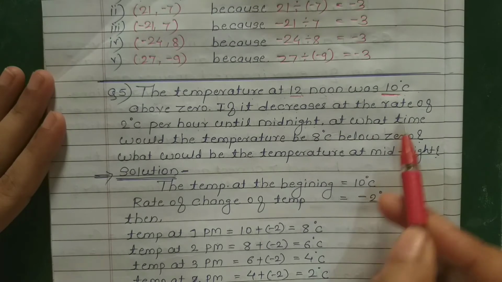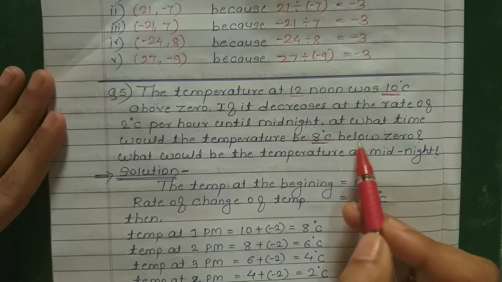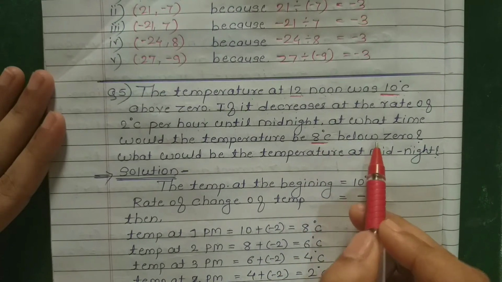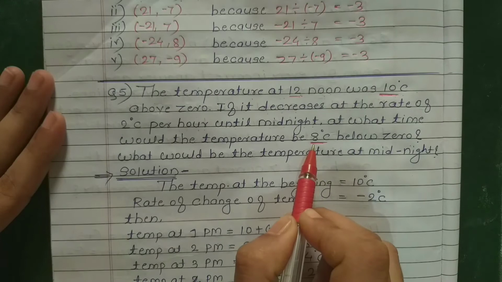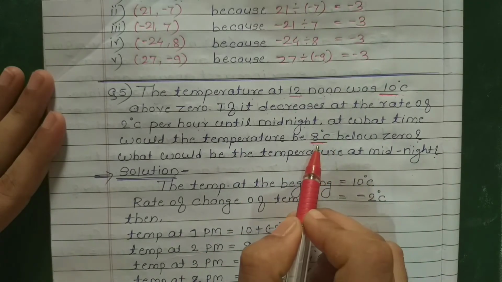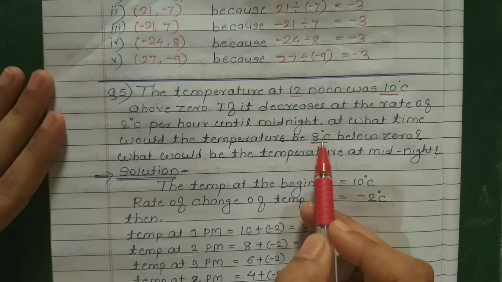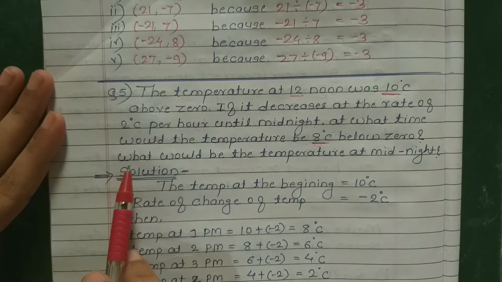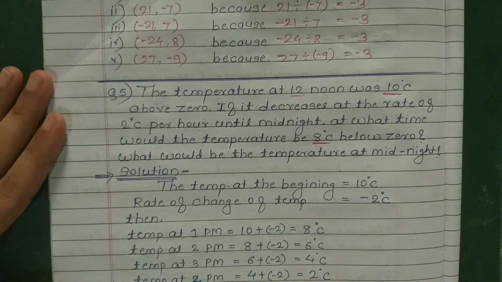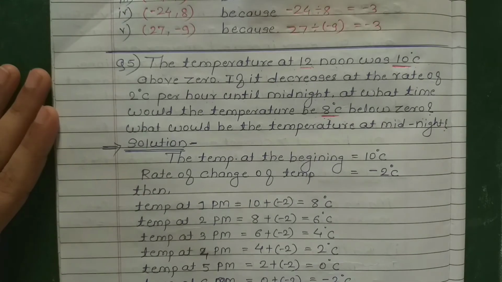At what time would the temperature be 8 degrees Celsius below 0? We have to find 8 degrees Celsius below 0. Below 0 means it is negative. The temperature will be negative 8 degrees Celsius. We have to find at what time the temperature will be negative 8 degrees Celsius. Also we have to find what the temperature would be at midnight. Okay, so let us start.